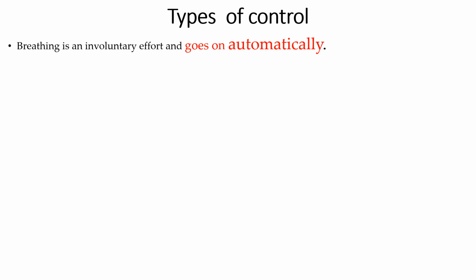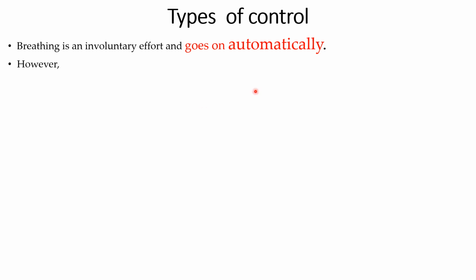As we are discussing, there are two types of control mechanism. First is the automatic control. What is that? When you are in a quiet situation, you are breathing quietly, you are unaware of your own breathing, how much air you are taking in and how much air you are exhaling. You are unaware of that, and that is mainly done by the automatic control mechanism.